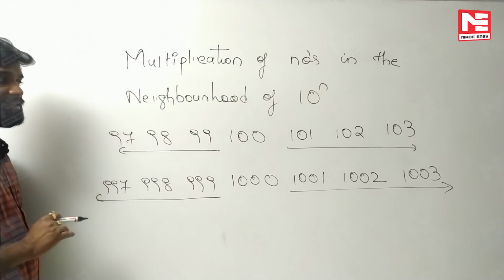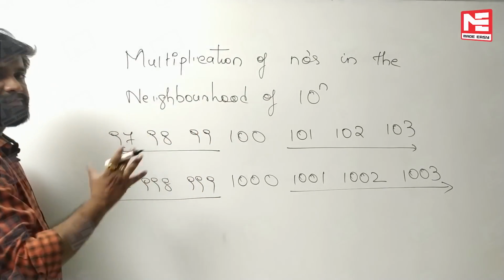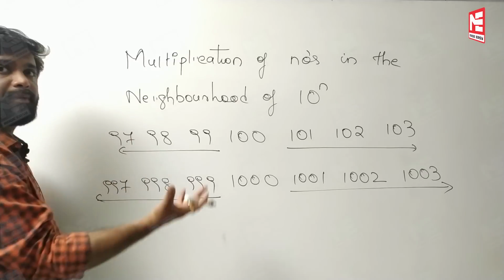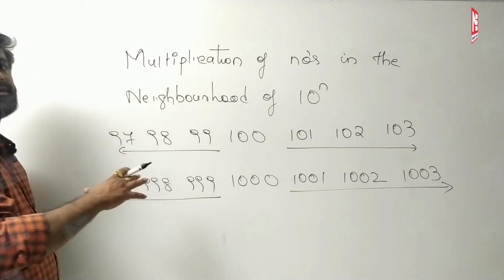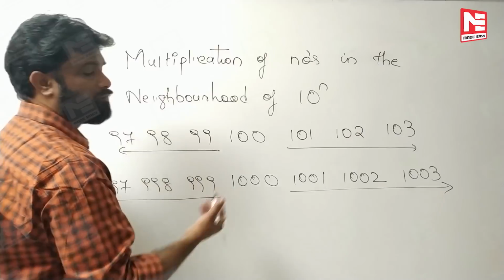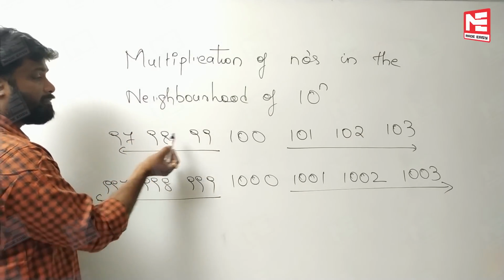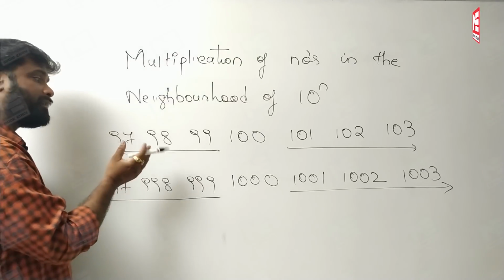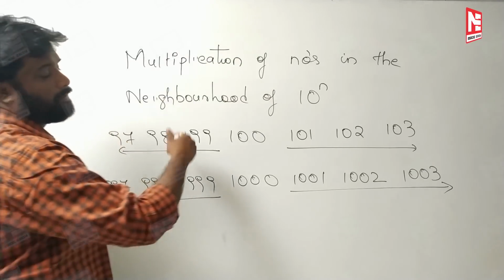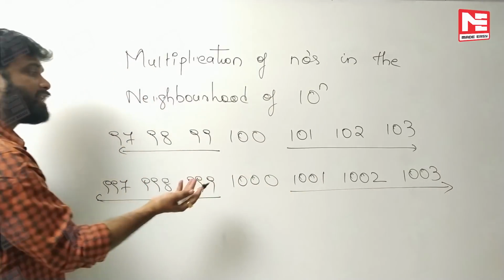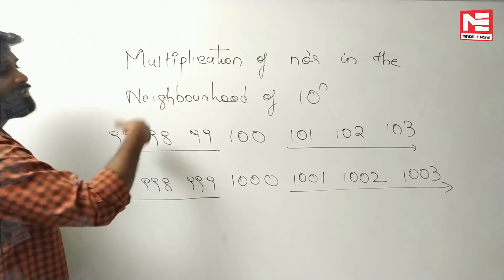Now our concept is how to multiply these numbers which are in the neighborhood. How to multiply the numbers around 100 or around 1000, that is what we are going to learn here. In this, sometimes both the numbers can be in the lower neighborhood, or both can be in the higher neighborhood. Or sometimes one number is in the lower neighborhood and the other is in the higher.